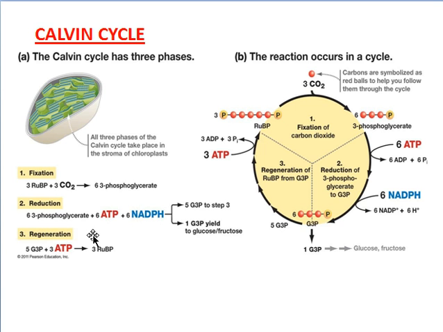Now 3-phosphoglycerate molecules are reduced in the presence of ATP and NADPH molecules to 5 molecules known as G3P, glyceraldehyde 3-phosphate, and 1 molecule of G3P goes further to yield glucose or fructose. And finally, 5 molecules of G3P, or glyceraldehyde 3-phosphate, use 3 molecules of ATP in order to produce 3 molecules of RuBP. Now this might seem somewhat confusing. I'll try to make it more clear.